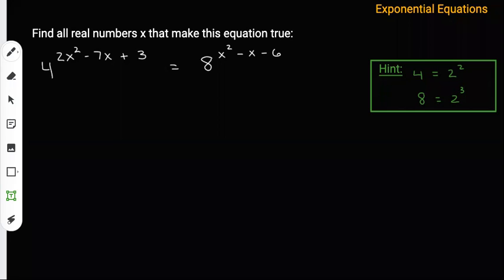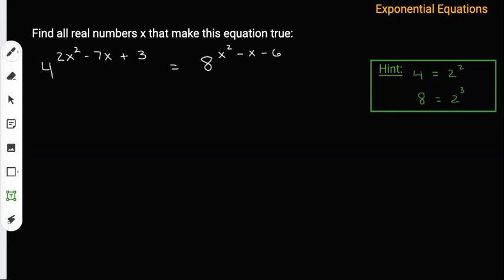It says find all the real numbers x that make this equation true. So on the left side, I have 4, that's my base, and I'm raising it to the exponent 2x squared minus 7x plus 3. And on the other side, I have 8 raised to the x squared minus x minus 6 power. And I wanted to see if anybody could figure out what x would have to be. What numbers would solve this equation?